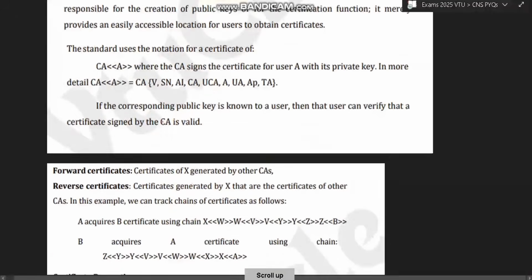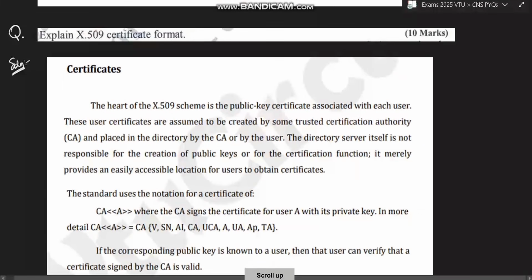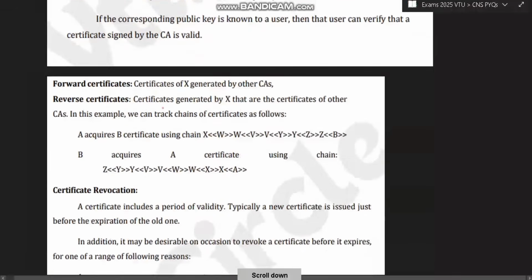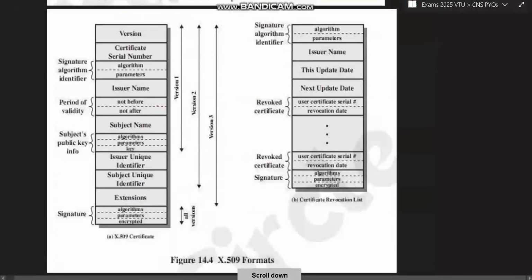But the question which has been asked is to explain the X.509 certificate format. If anything apart from the format has been asked, you can write these points here. Now, since the format has been asked, you have to make this diagram, wherein the first thing will be the version, second will be the certificate serial number, and then we have the algorithm identifier, the period of validity till when it will be valid, the subject's public key info, and the issuer's identifier, subject identifier, and finally we'll have extensions before the signature.